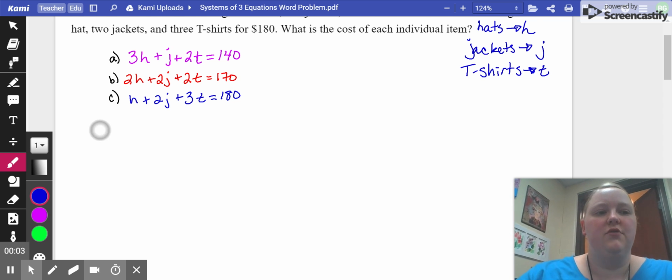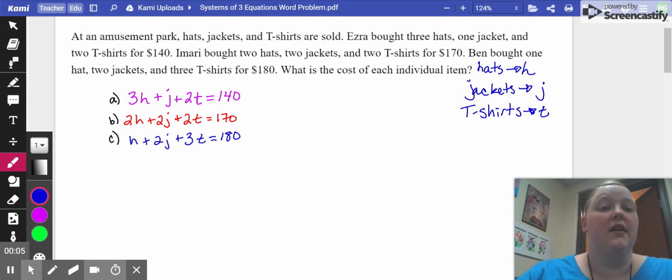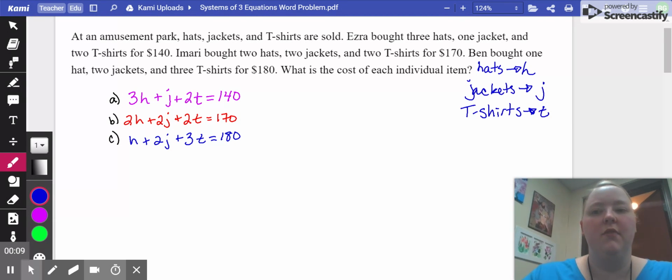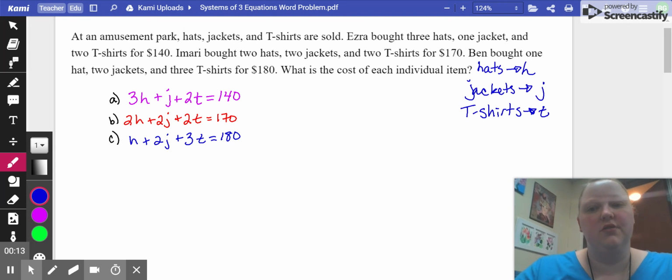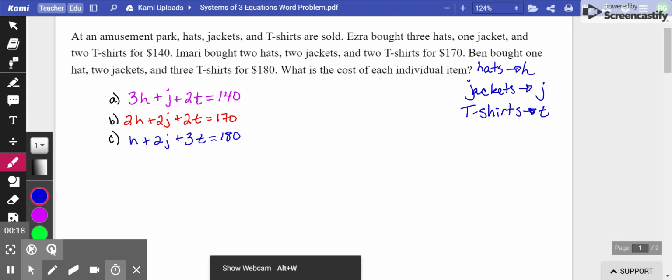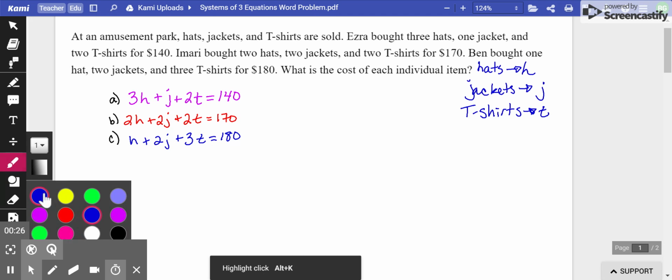We just talked about how to set up a system of equations in three variables, and now we're going to talk about how to solve that same system. So we have the same situation here with the amusement park selling hats, jackets, and t-shirts, and the same three equations we just talked about. You can see already that I have labeled the equations A, B, C. This is just so we can tell them apart in these steps that we're going to teach.